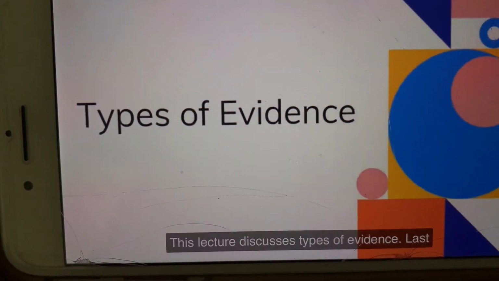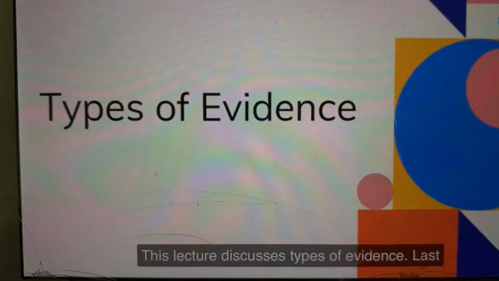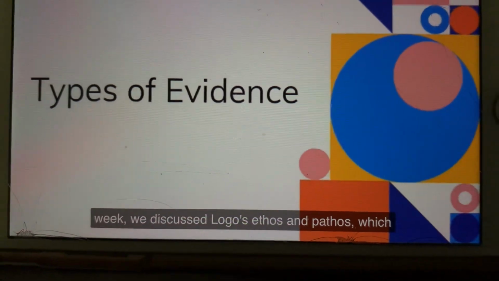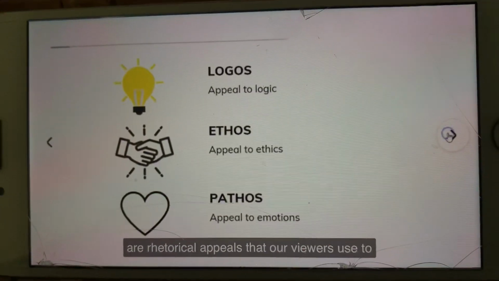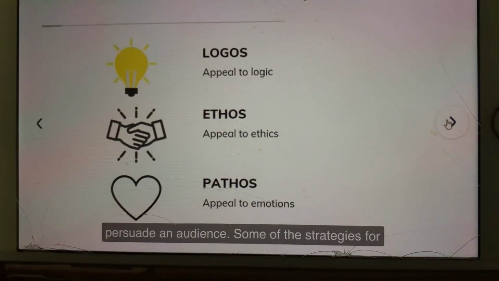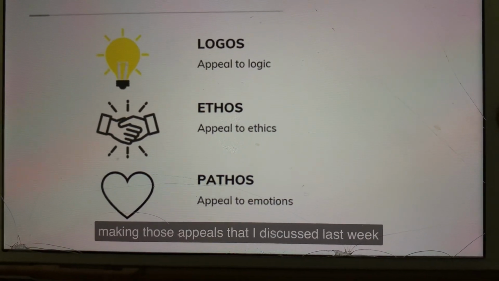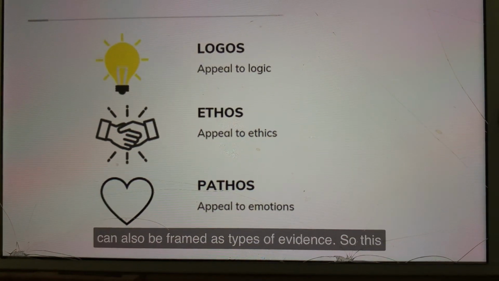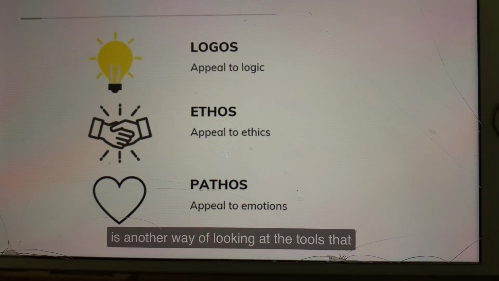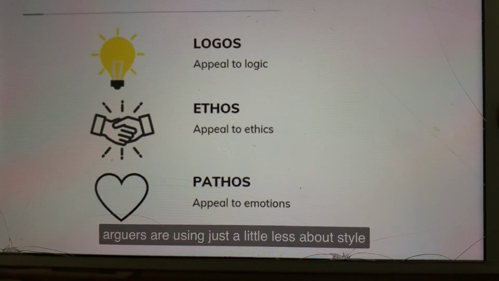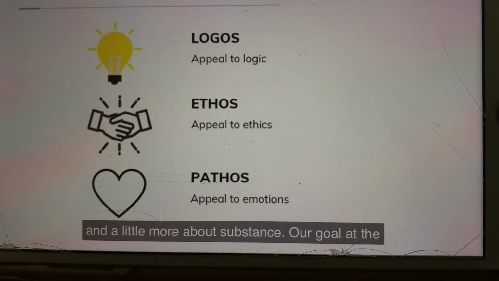This lecture discusses types of evidence. Last week we discussed logos, ethos, and pathos, which are rhetorical appeals that arguers use to persuade an audience. Some of the strategies for making those appeals that I discussed last week can also be framed as types of evidence. So this is another way of looking at the tools that arguers are using, just a little less about style and a little more about substance.